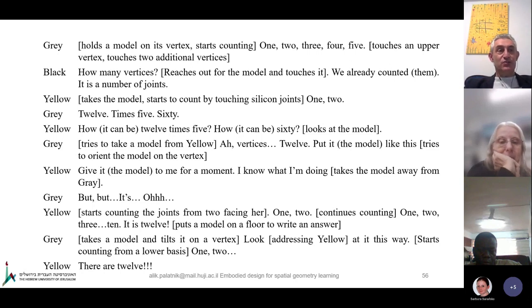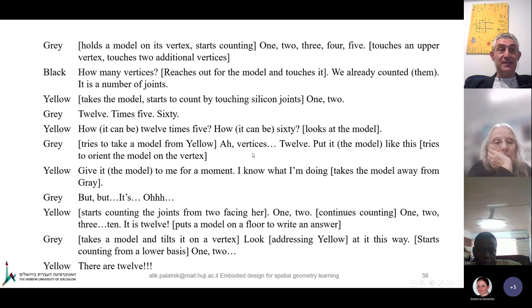So he's trying to orient the model on a vertex because he has some know-how. But Yellow is just taking this from him. I know what I'm doing, and she's just counting in a different way. There are 12, and this episode ends, as you can see, with Yellow, the girl, answering correctly, it is 12, but Gray failed to explain his method, okay?